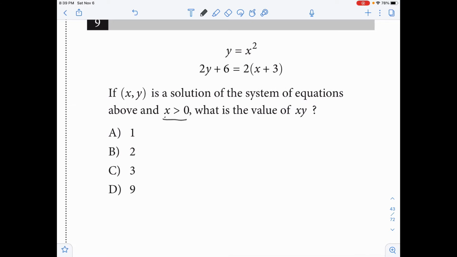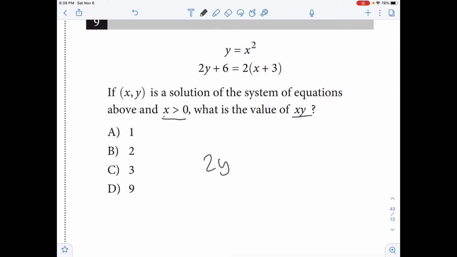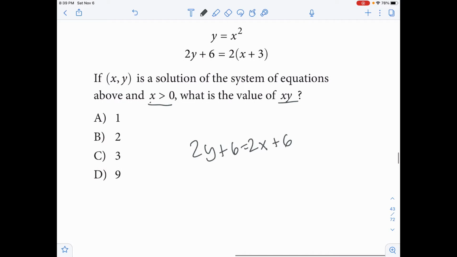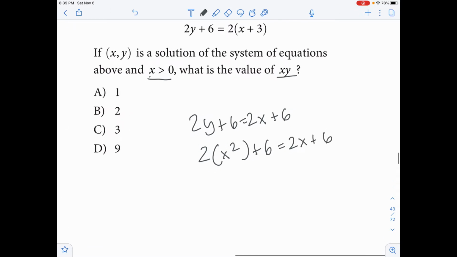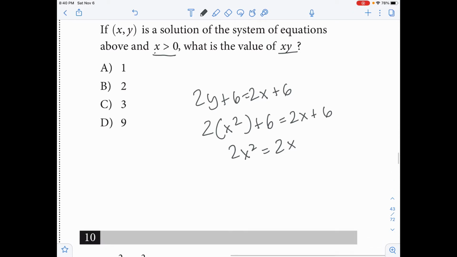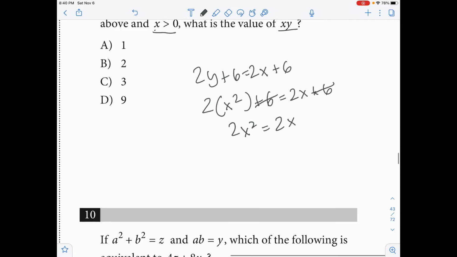So we're going to be doing question number 9, and it asks about if the answer has to be greater than 0, and they want the value of x, y. So let's solve the specific equation. So 2y plus 6 equals 2x plus 6. So I'm going to plug in y equals x squared. So plug in x squared for y. And so 2x squared equals 2x. And then the 6 cancels because we subtract both of them.